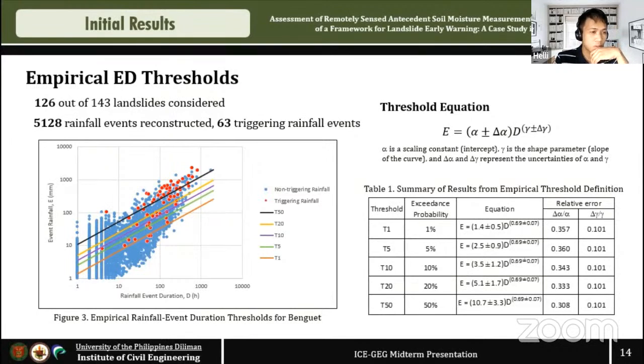Note that although 126 landslide events were used by the algorithm for the definition of empirical thresholds, only 63 rainfall events were identified as triggering because some of the rainfall events were identified to cause multiple landslides. The threshold lines, which correspond to different exceedance probabilities, were used to classify the rainfall events into different categories. It can be observed from Table 1 that the relative uncertainty of both the intercept and slope exceed the reliable relative uncertainty value of 10% for all threshold categories.